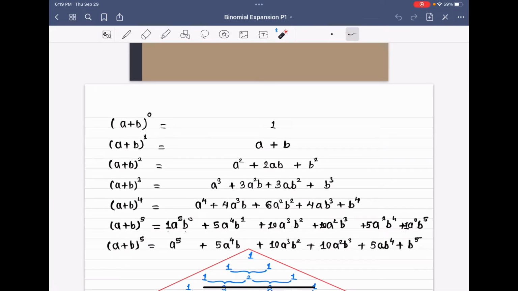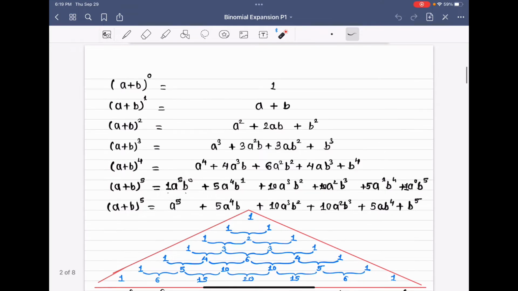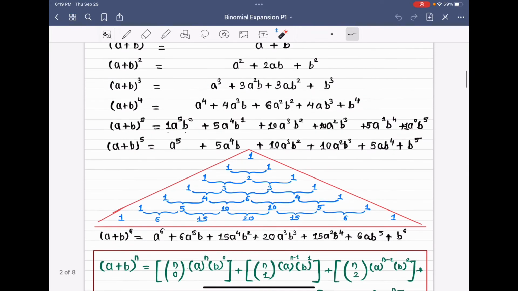How does this work? Specifically in paper 1, where you are not allowed to use a calculator, this works according to the Pascal triangle, and that is why I purposely wrote down everything in a triangular format. So understand this as the Pascal triangle concept.